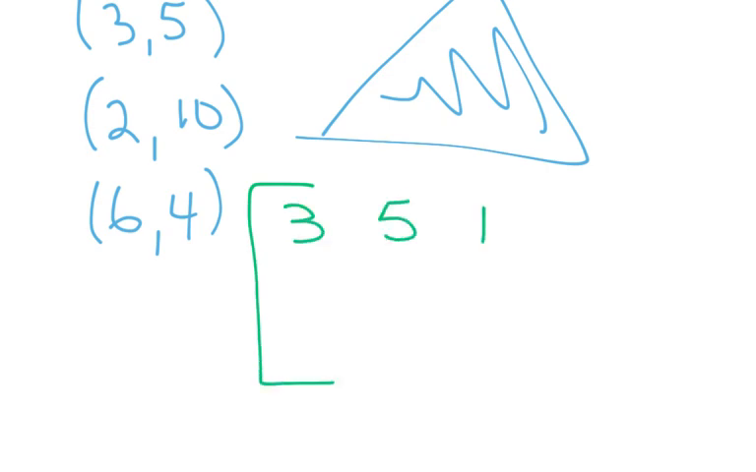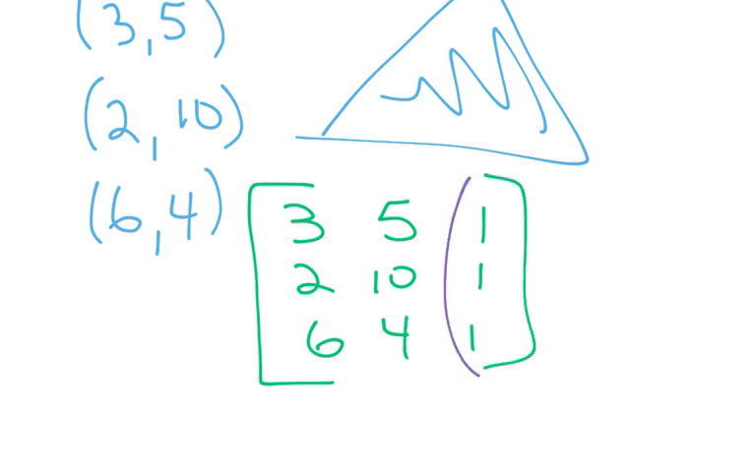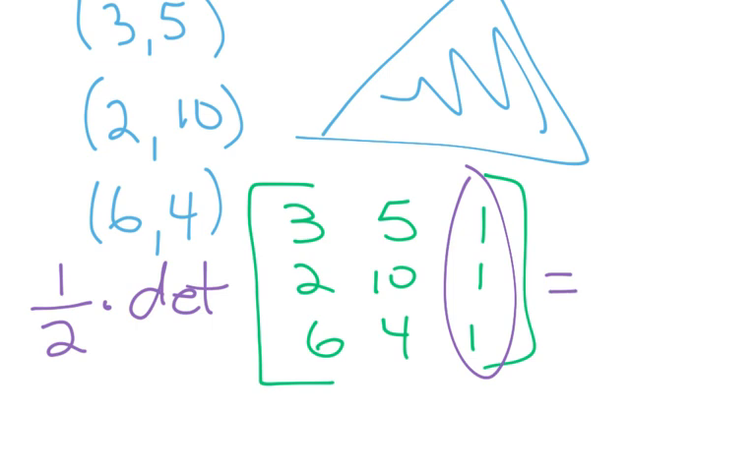3, 5, 1, 2, 10, 1, 6, 4, 1. So the one thing that's interesting about this is that you have to have ones in the last column. And we're going to do the matrix in our calculator and go to determinant. And remember, it's 1/2, whatever that value is. And if it's negative, we'll make it positive because it's the absolute value, actually.